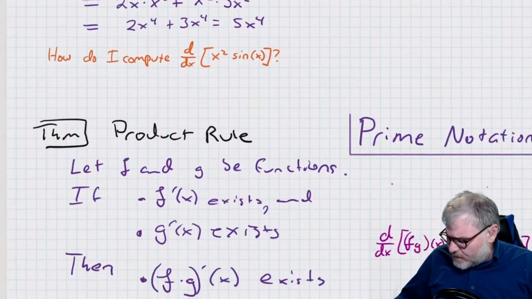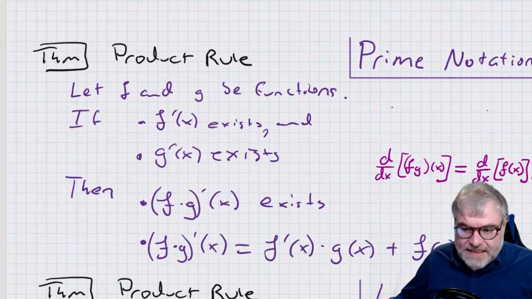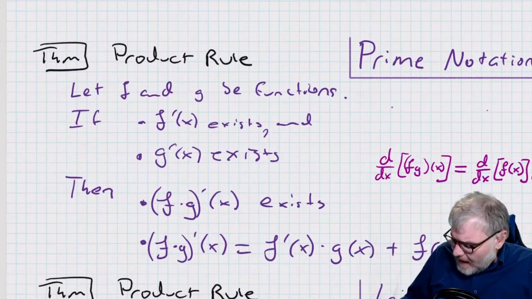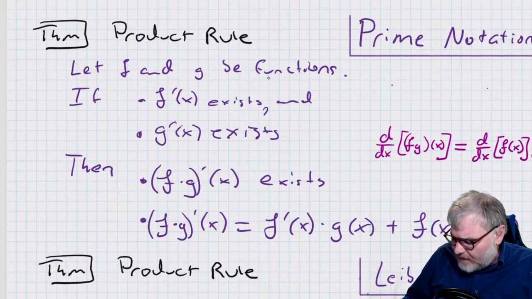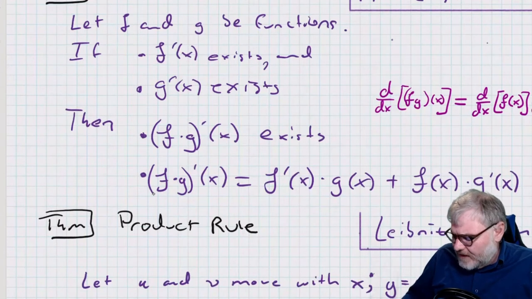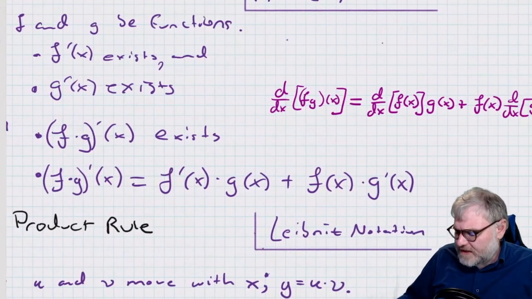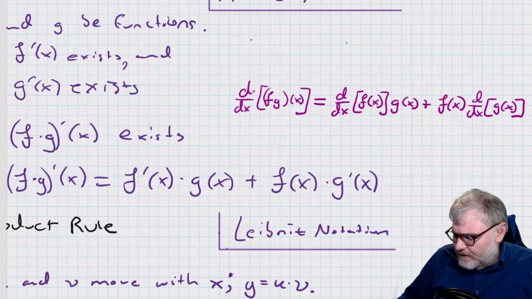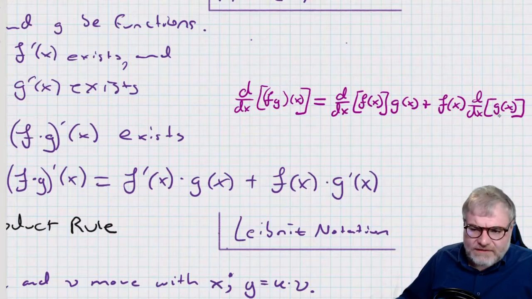So let's state this rule. In prime notation, it would be stated as a theorem. And you would state it as follows. Let f and g be functions. If f prime of x exists and g prime of x exists, then (f times g) prime of x exists, and (f times g) prime of x is f prime of x times g of x plus f of x times g prime of x. Or you would say this last rule as the following. The derivative with respect to x of fg of x is the derivative with respect to x of f of x times g of x, the derivative of the first times the second, plus the first times the derivative of the second.